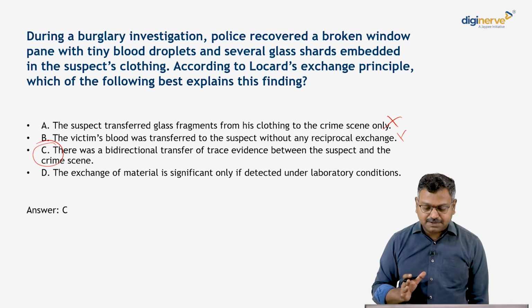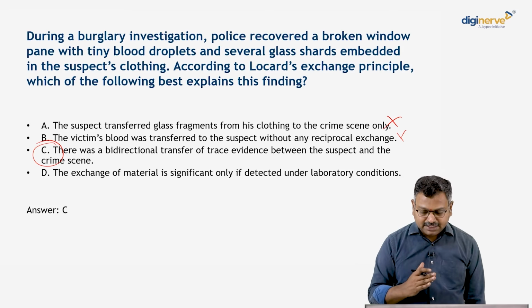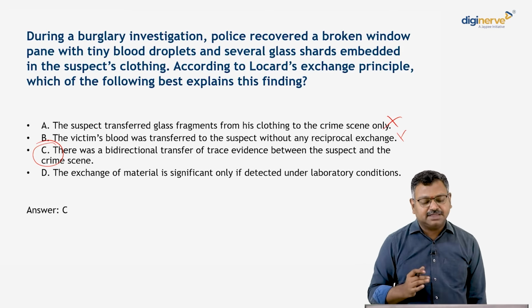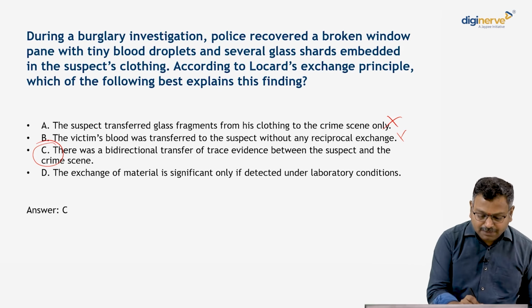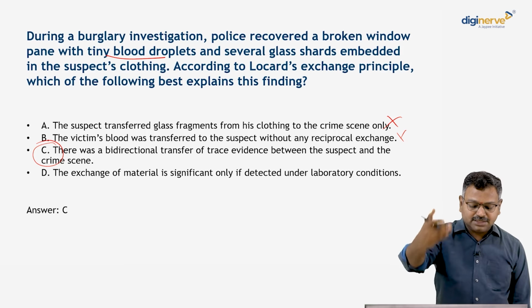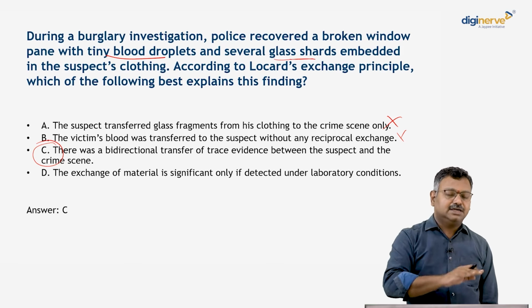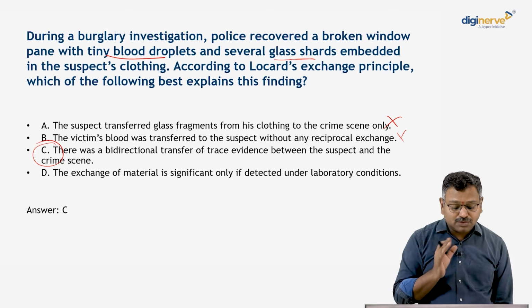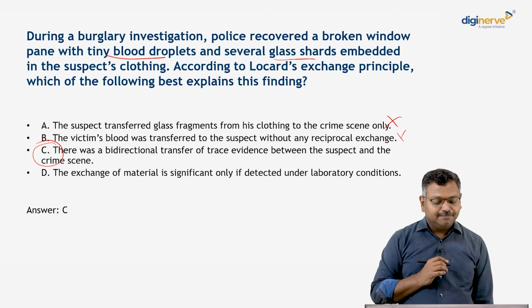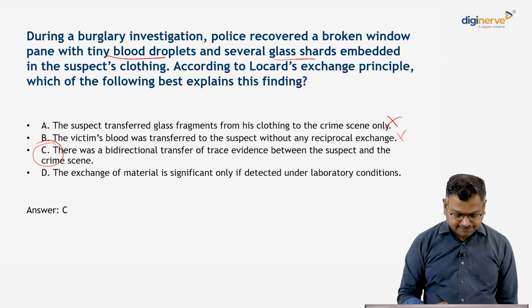So Locard's principle, there is a mutual exchange where two objects, a person or object, come in contact, each leaves something behind. So here the blood droplet is from the burglar to the location, and the shredded glass is from the location to the suspect's clothing. So this is a mutual transfer. That is the classical explanation of the Locard's exchange principle that you have.